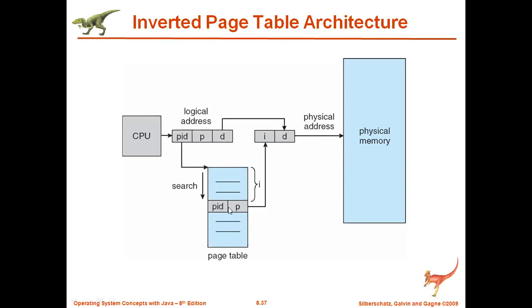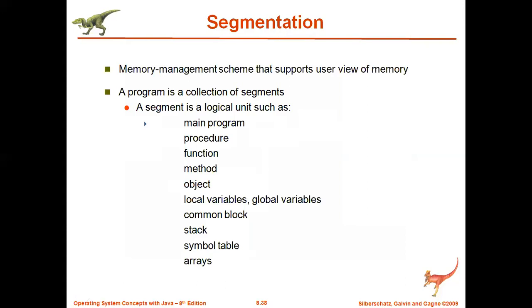Once you get a process ID and a page number, then you can get a frame number, then give it to the CPU. It will convert it into a physical address. Then you can easily access the main memory in which the particular page is stored. So this we call an inverted page table. Is it clear, guys?